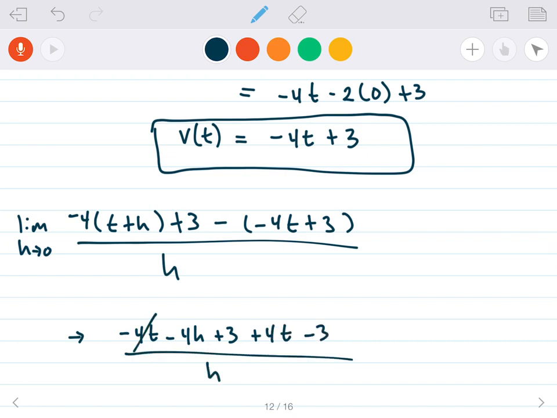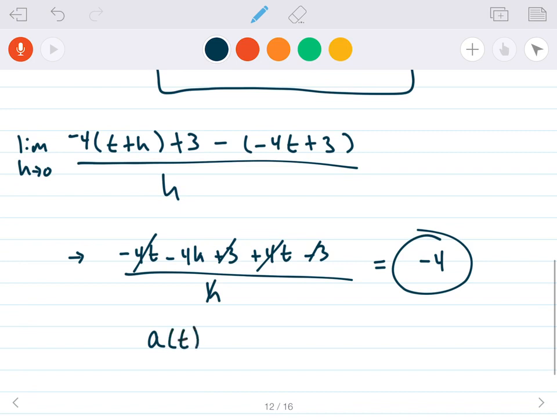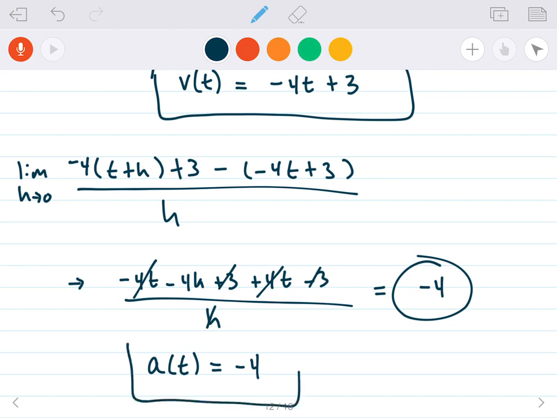These cancel, these cancel, the h's cancel, and I'm just left with negative 4. All right, so a of t, my acceleration function, is negative 4. What does that mean? Well, that means that the velocity is changing at a uniform rate. It's a straight line. And since that's the case, the acceleration isn't changing. It's just always going to be negative 4 meters per second squared.